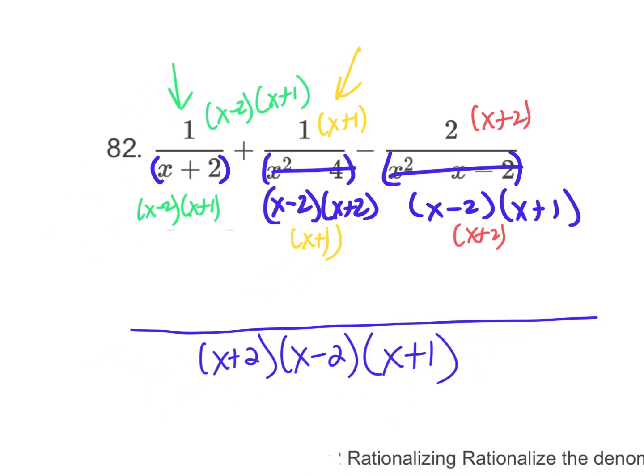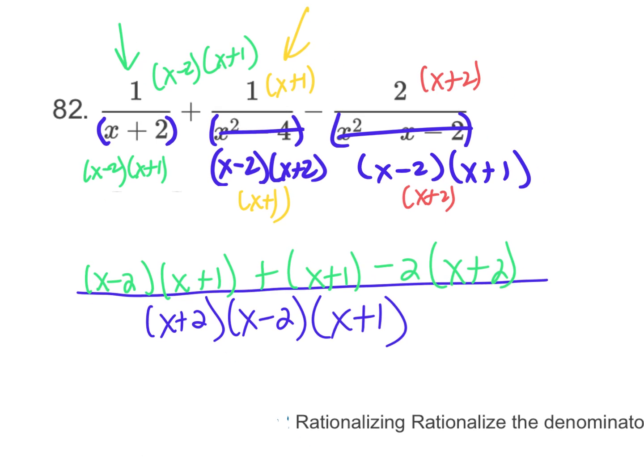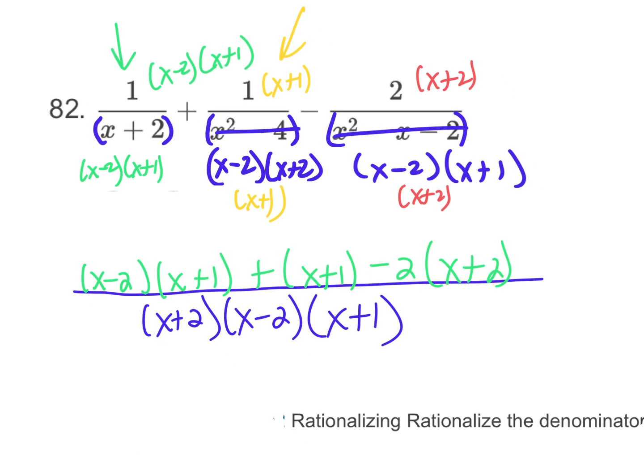So I'm going to rewrite everything so you guys can see it. In my first numerator, I have x minus 2 times x plus 1, plus my second fraction, I have the x plus 1. And then my third one, I have minus 2 times x plus 2. Before you guys can do anything trying to cancel out, you have to combine like terms in the numerator.